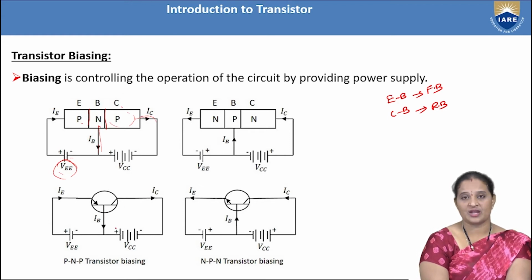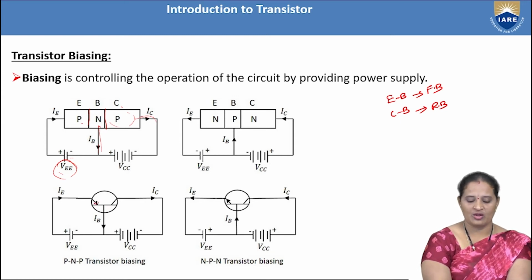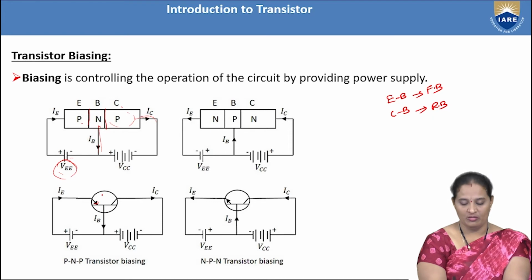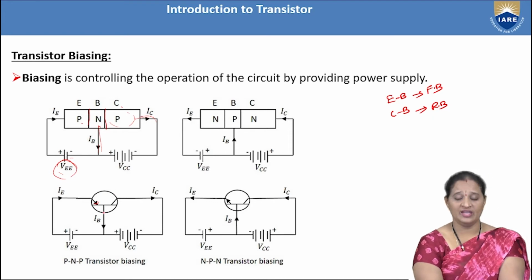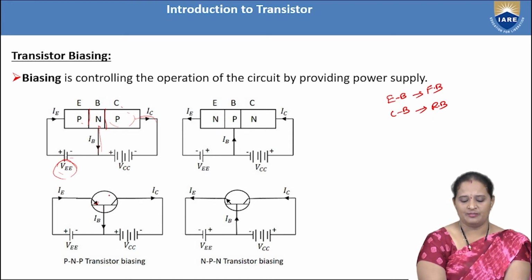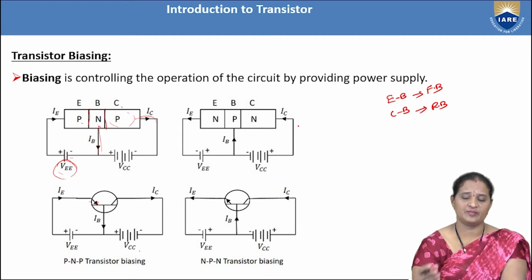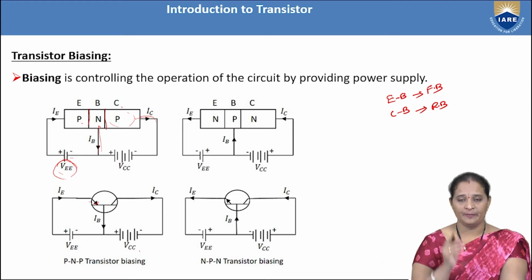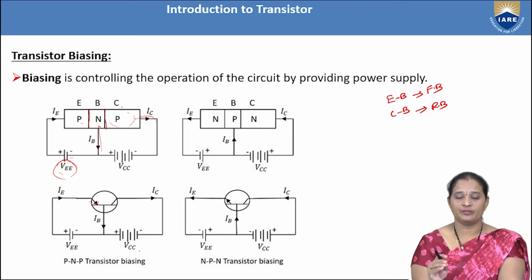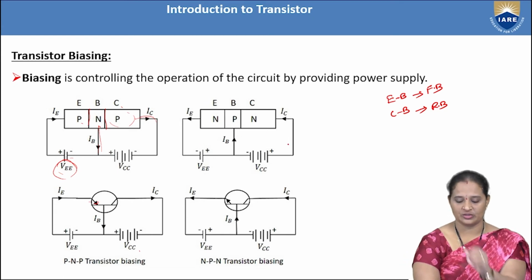So this is a PNP transistor. The arrow mark should always be pointing inside, and this is the base terminal. So what I'm doing is replacing the transistor with that symbol. So base terminal, emitter, collector, and the biasing provided here. And this is NPN. Whatever the type of transistor, the emitter should be forward biased and the collector should be reverse biased in order to perform the amplification operation.